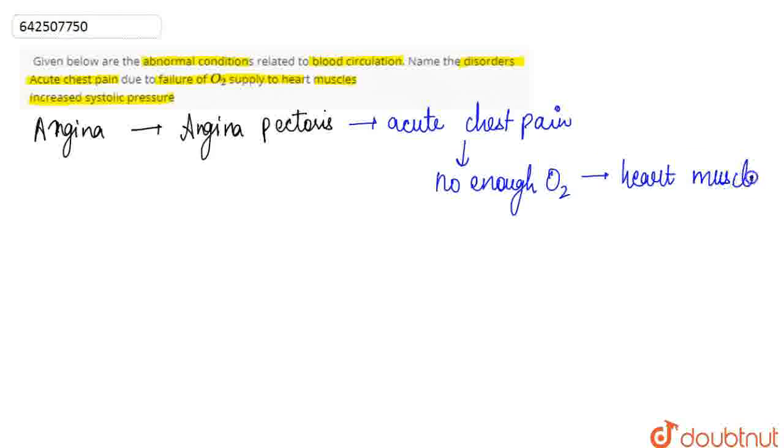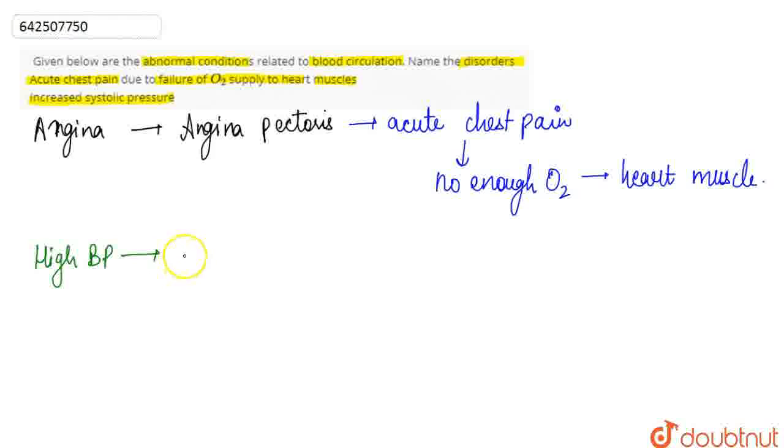So angina can occur in men and women of any age, but it is more common among middle-aged and elderly people. It occurs due to conditions that affect the blood flow, like hypertension, etc. So high blood pressure, or hypertension, is the term for blood pressure that's higher than the normal value.